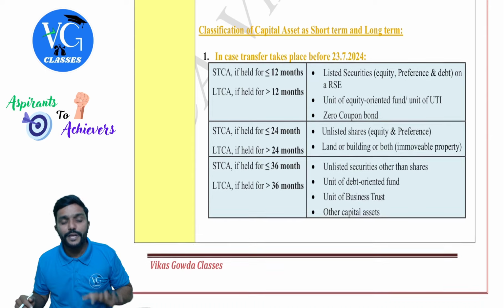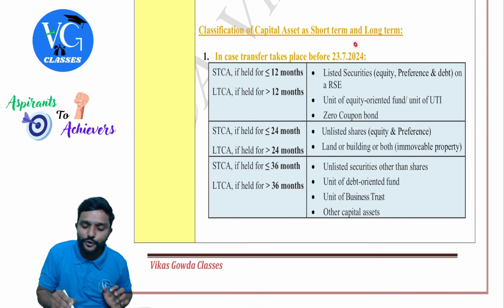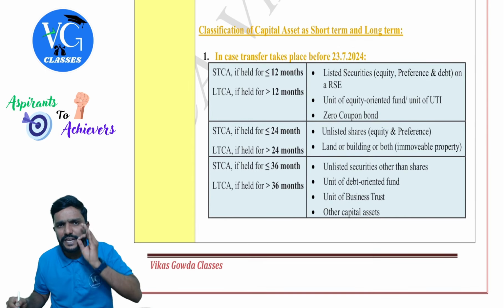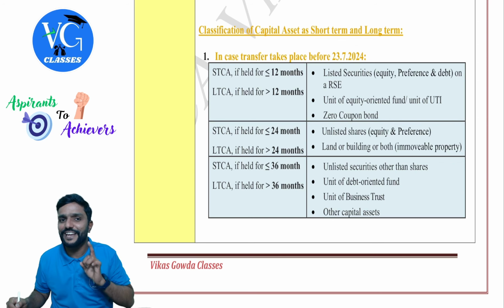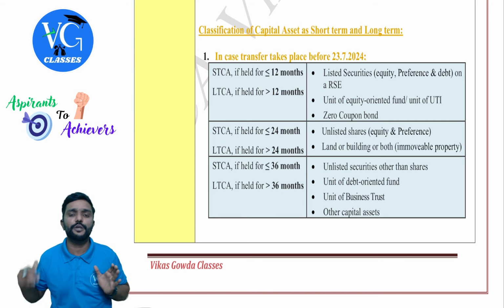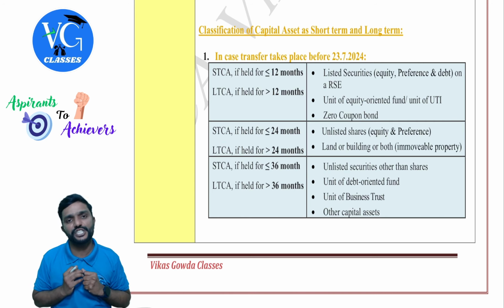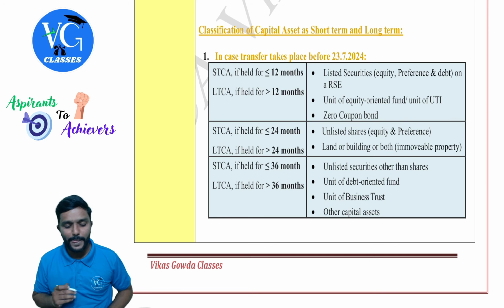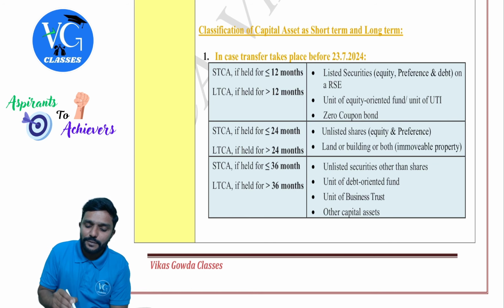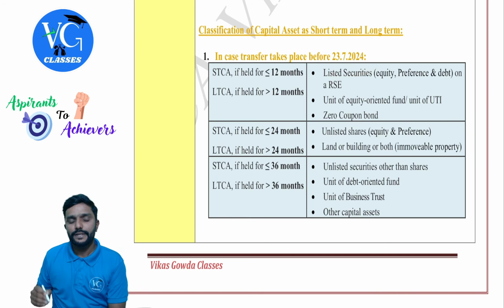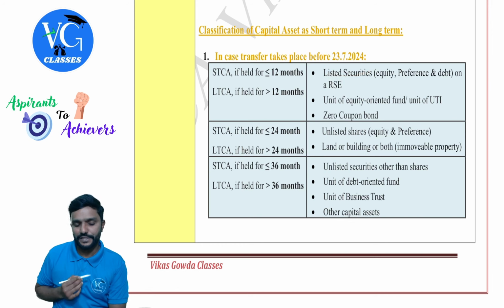So, if the transfer has taken place before 23rd July, which is a key date for capital gains, guys, because there are a few amendments which happened on this date. Most of the provisions apply as they are from 1st April to 22nd July, whereas from 23rd July to 31st March, there is a slight change. Okay. So, if the transfer has taken place before 23rd July, then there are three categories of assets, guys.